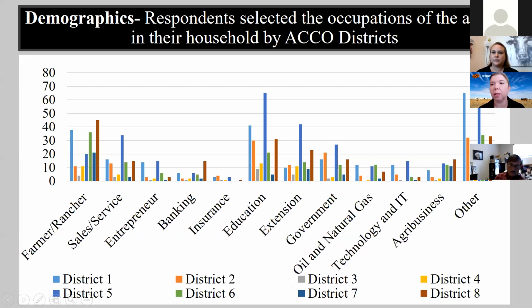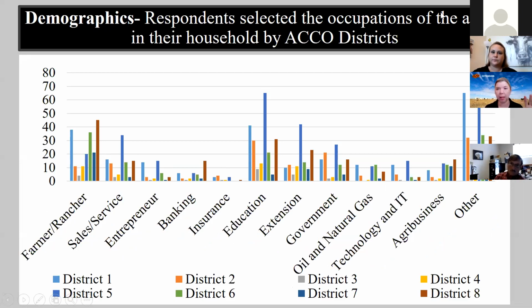So then if you get down into the districts, and I probably should have mentioned this on the slide with the map, but there are 8 Association of County Commissioners of Oklahoma districts, 8 being in the far northwestern part of the state, and then it tracks down 7 in the central western part of the state and the southwestern part of the state.